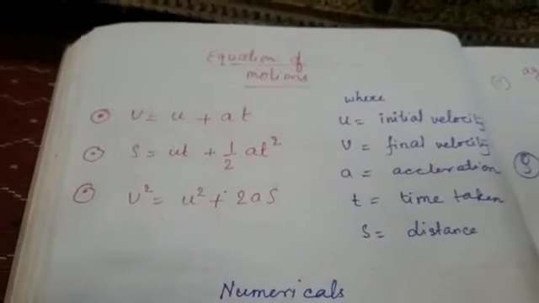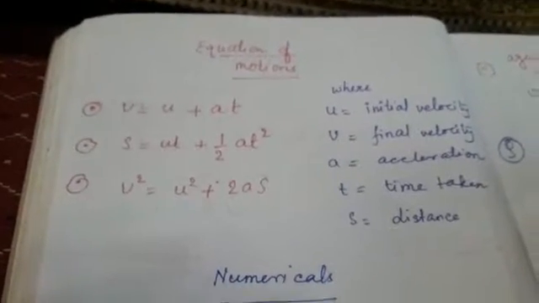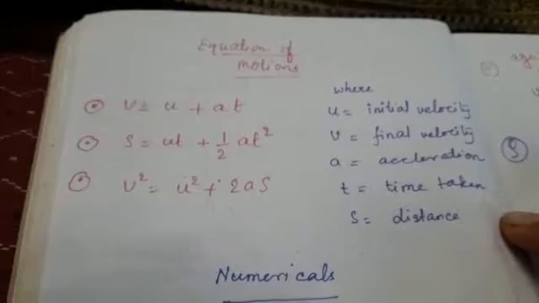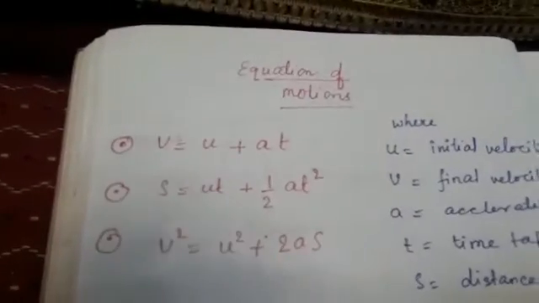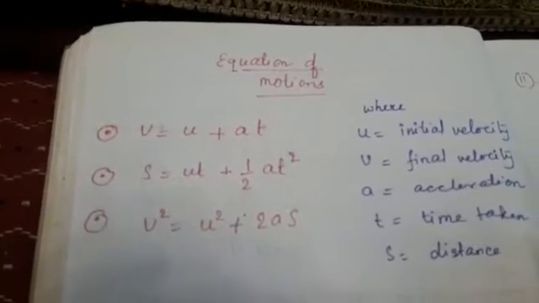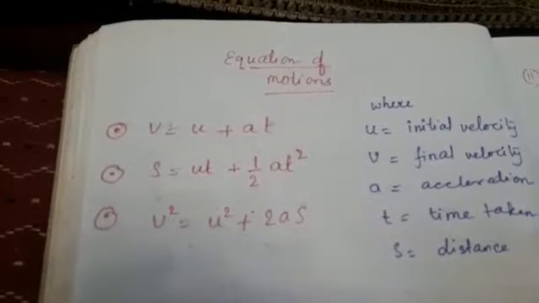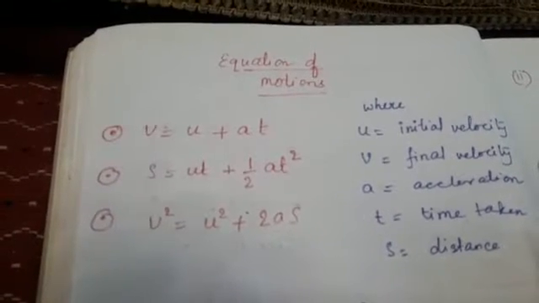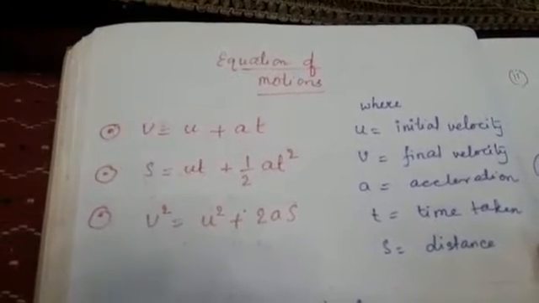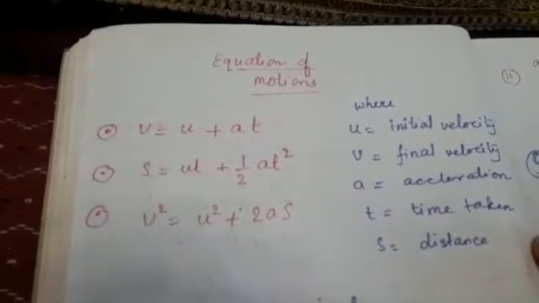Students, today we are going to continue with module 4 of the motion in one dimension chapter, and today's topic is equation of motion. Now see, there are three equations of motion. First is v = u + at. This is the first equation of motion.